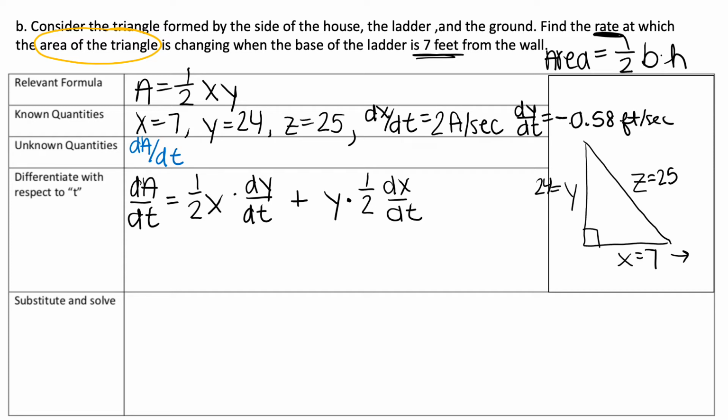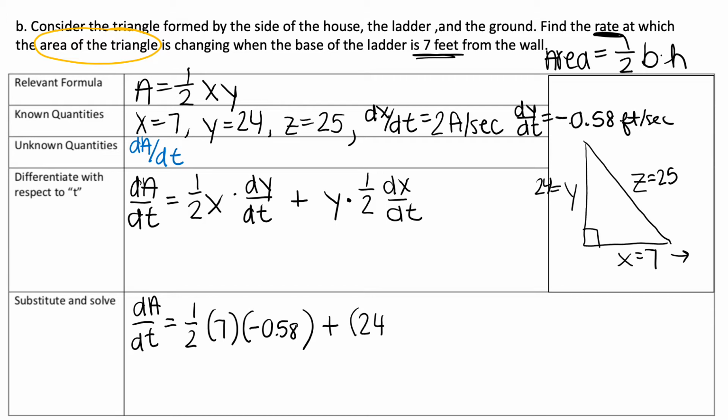Now I'm actually going to just leave it like that, and we can go ahead and substitute in everything that we know. So we're looking to solve for dA/dt. That's equal to leaving our 1/2, plugging in our 7 for x, and our negative 0.58 for dy/dt. Remember, we got that from our last problem. Plus plugging in our 24 for y, we still have 1/2, and dx/dt was given to us as 2.